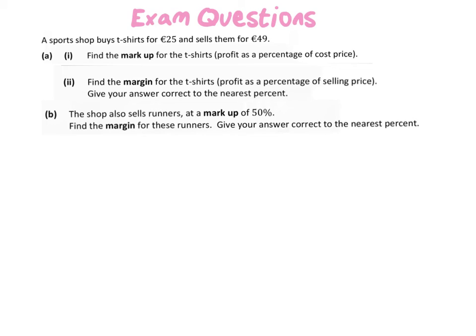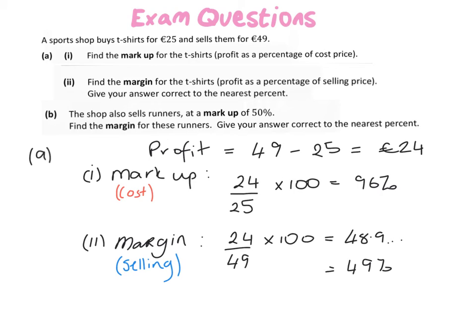Okay, well let's do that now and see how do you get the same answers as me. So for this example then, we've basically had to find the profit, which we know is the selling price take away the cost price. So they made €24 profit on the sports shirts. The markup then is basically the percentage in relation to cost. So we put the profit over the cost, which is €25, times 100 gives us 96%. The margin then is the profit in relation to the selling price, which is €49. We times it by 100, we get 48.9, and it goes on a little bit longer, rounding it to the nearest percentage then, so 49%. So that's part A, part 1 and 2 done.